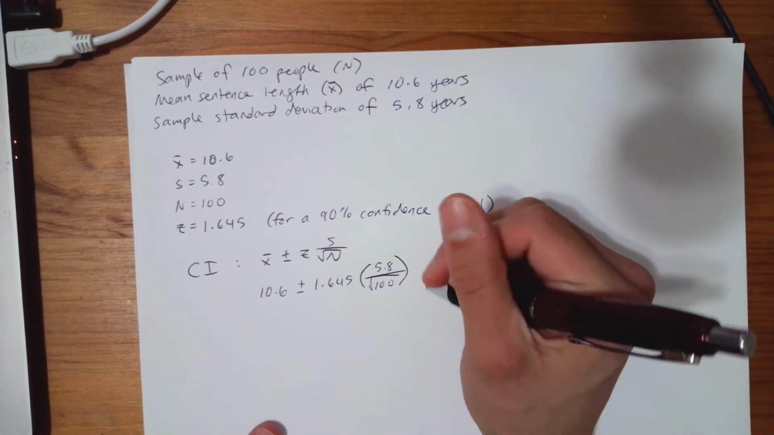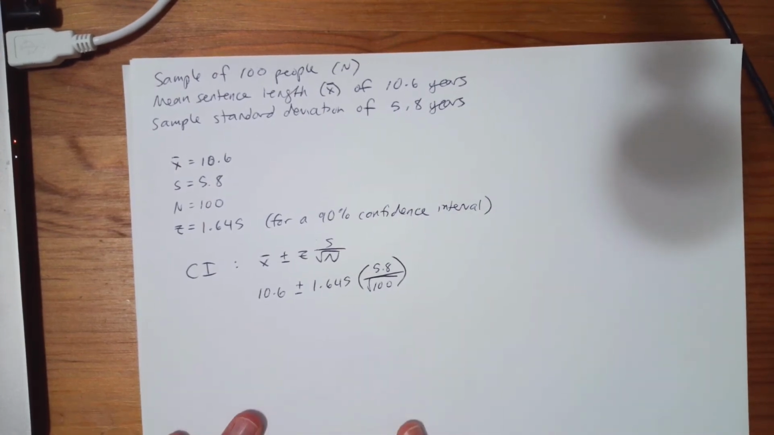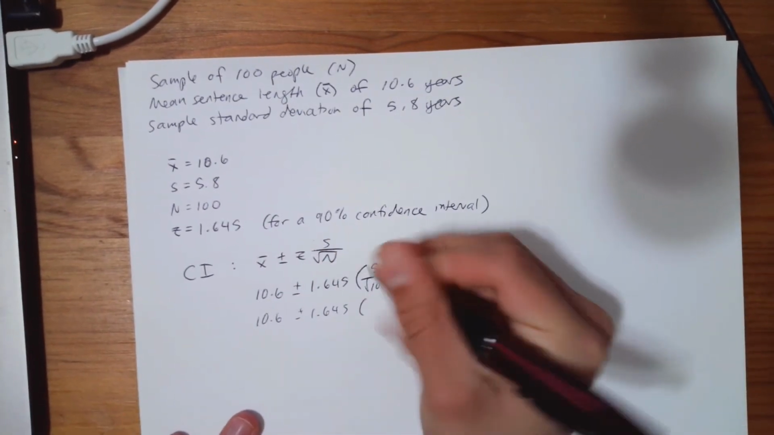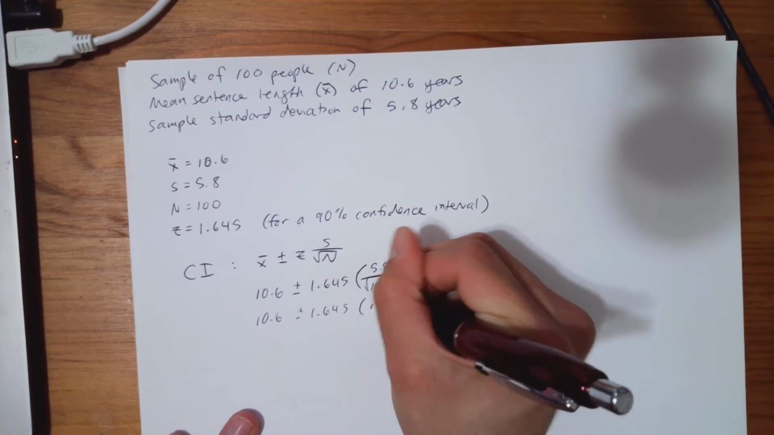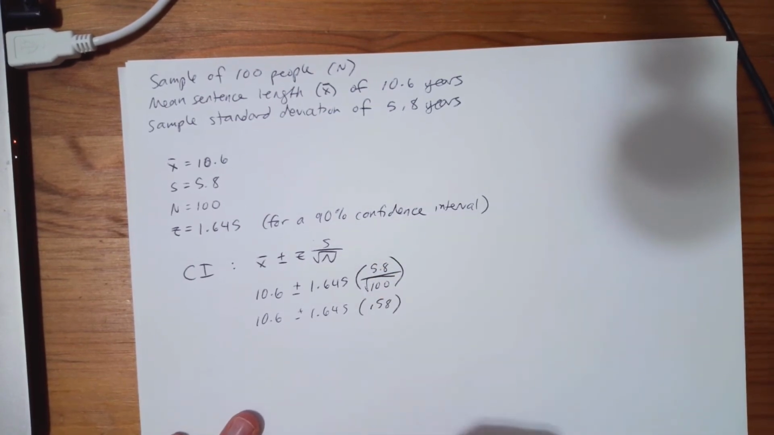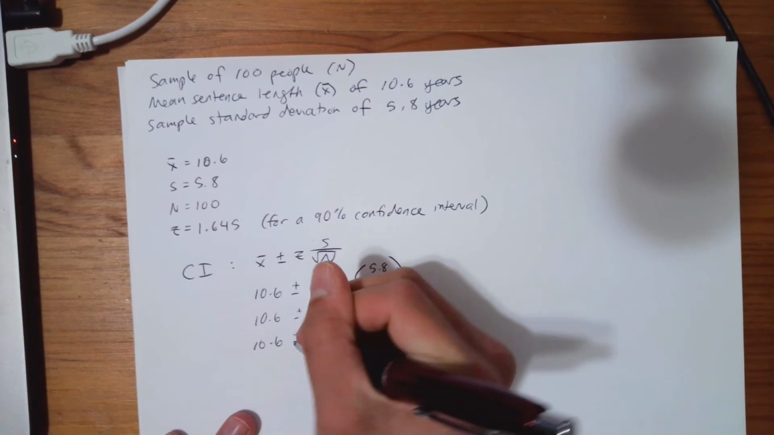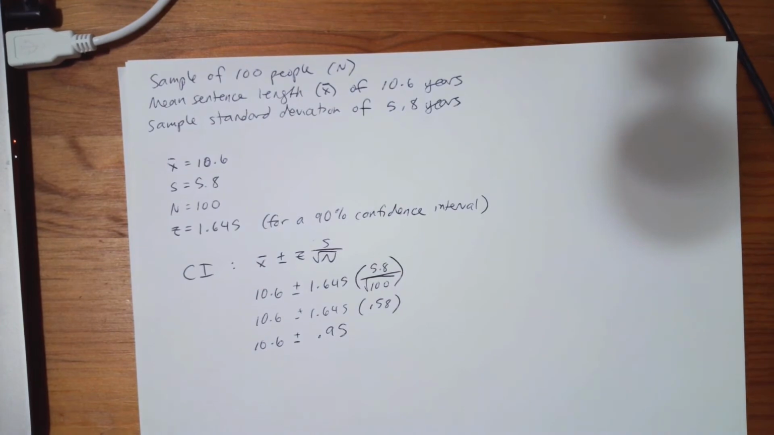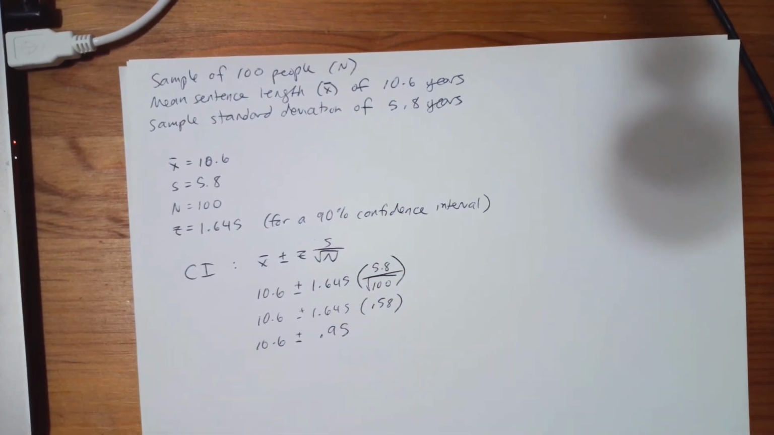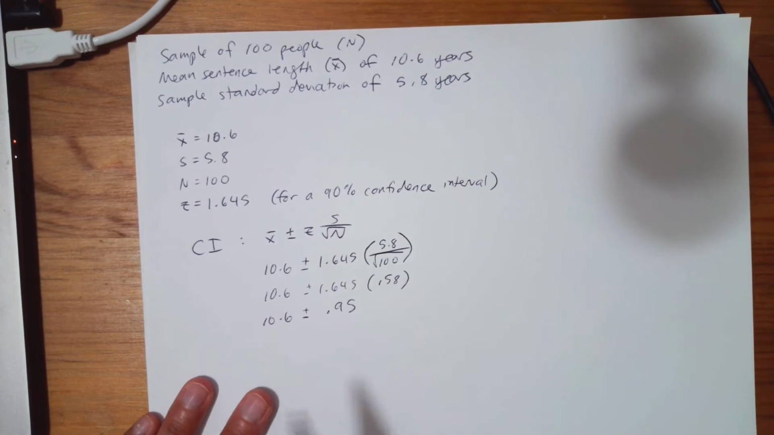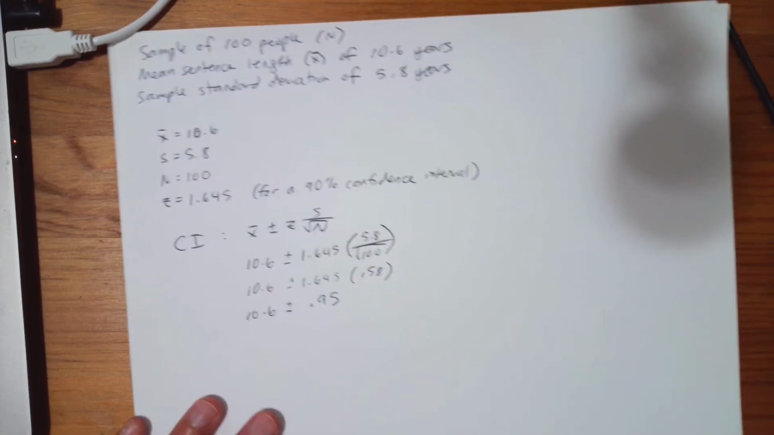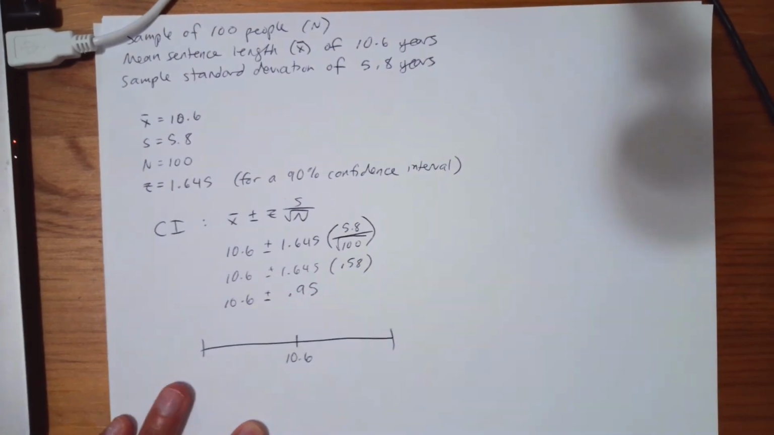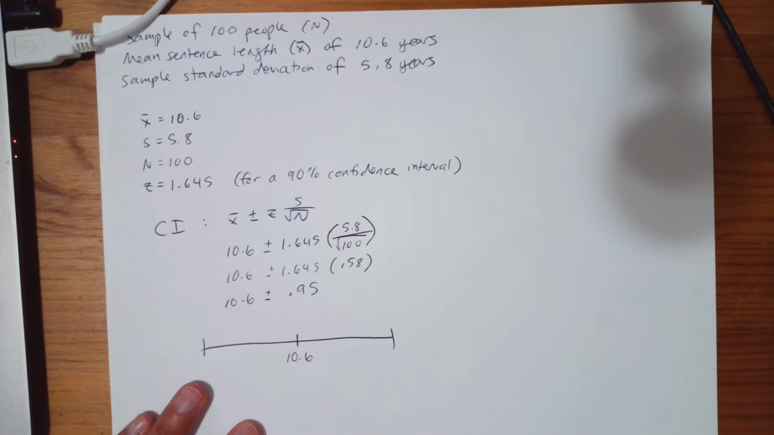And from here, we're just doing the math. So this will come out to 10.6 plus or minus 1.645 times 0.58, or 10.6 plus or minus 0.95. So this is one way that you could write your answer, but the way that I'll ask you guys to write it that I think is a little bit more illuminating is to write it in terms of the interval. So as I said before, we were trying to find the interval around 10.6 that is likely to include the sample mean at some 90% probability.